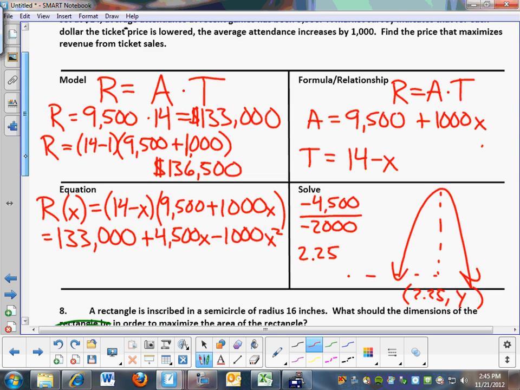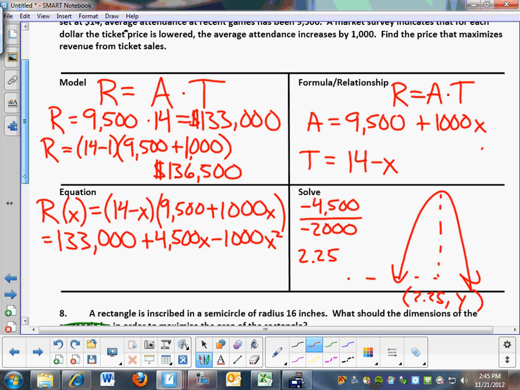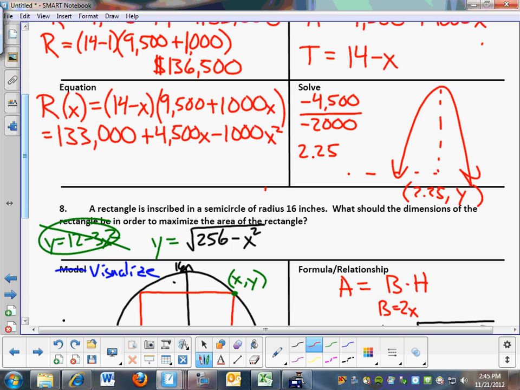The question says, find the price that maximizes revenue from the tickets. Well, my ticket price is 14 minus x. So in order to find the ticket price, I'm going to do 14 minus 2.25. I get $11.75. That tells me the price that is going to maximize my revenue. And that's that.